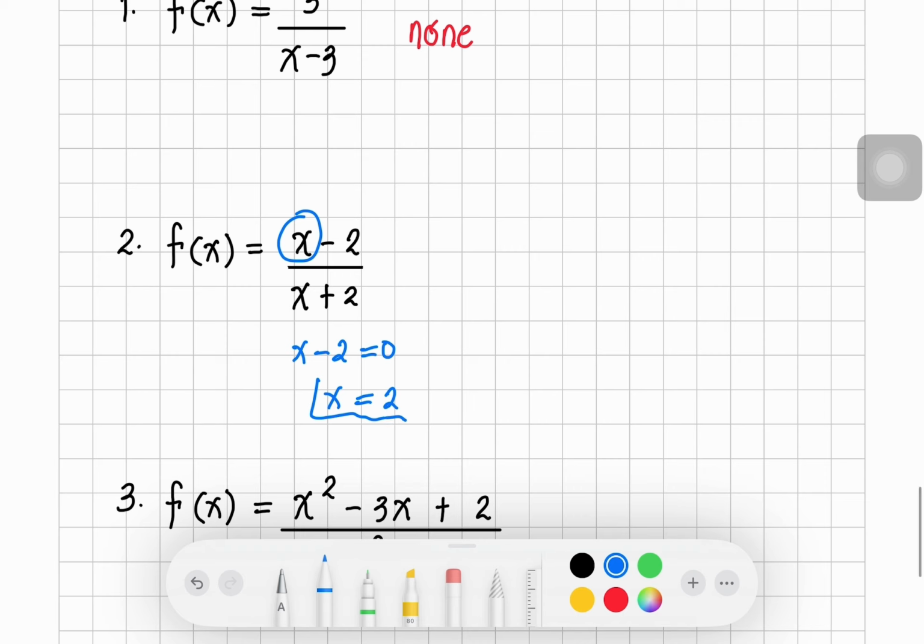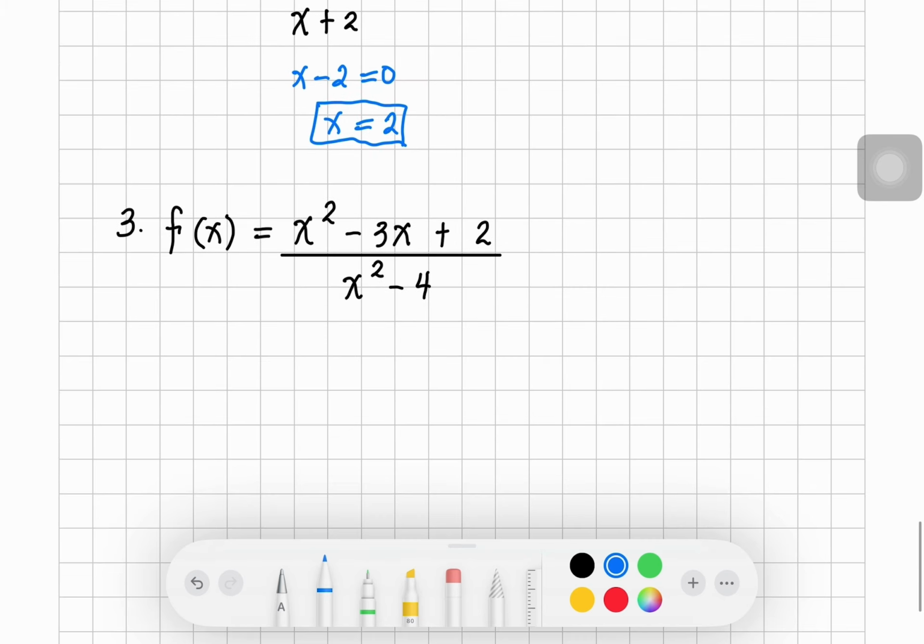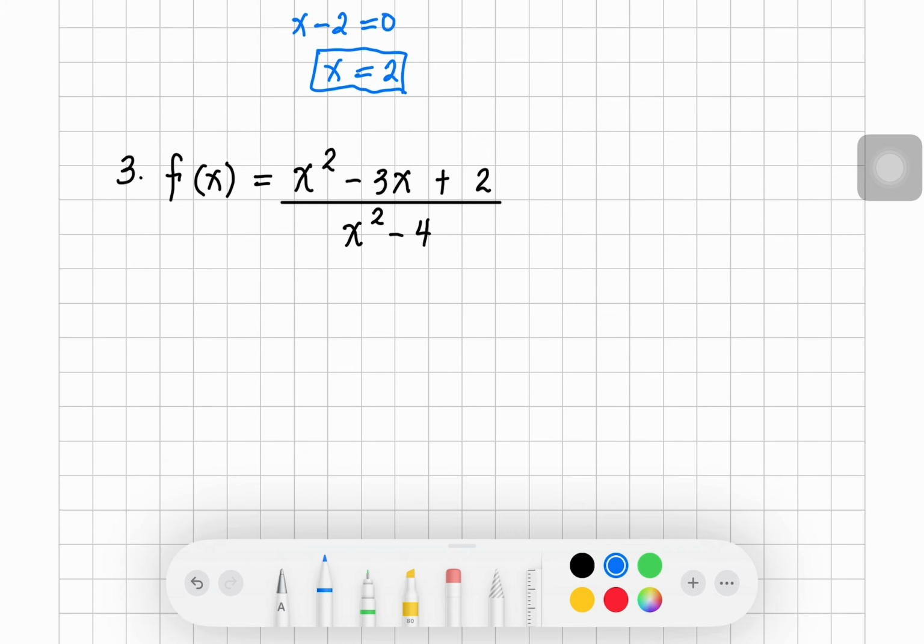So this is the zero of a function ng number 2. Gets? Ganun lang kasimple. Now, sa number 3, what if ganito yung given naman natin. f of x equals x squared minus 3x plus 2 all over x squared minus 4. Dito, kung kinakailangan, mag-factor out tayo. Okay? So factor ni x squared at ni positive 2. So we have x times x and then positive 2.